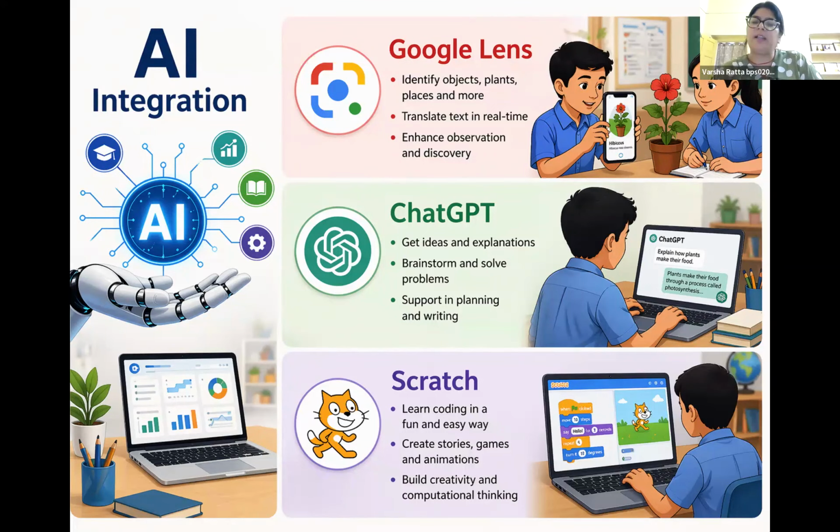ChatGPT I've just written, but then you see there are a lot of browsers there, lots and lots of options you have. You can use Perplexity, ChatGPT, Gemini, whatever, right? So that they can brainstorm and solve problems. And obviously it supports them in writing and planning. Scratch is also one thing that I've shared here because it's given in the CBSE thing. It's actually making children learn basic coding, so that they can create animations, design stories, and games, right? That is also another way of building creativity in the children.